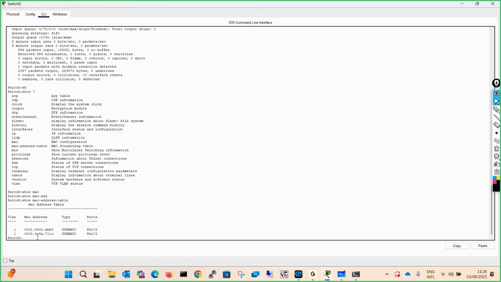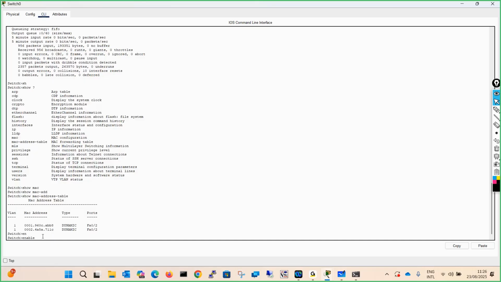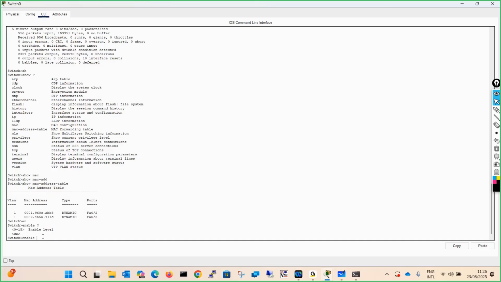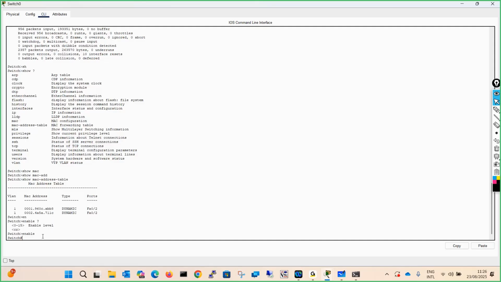Now, if you want to go to privilege mode, what you have to type is enable. Just type en and press tab, it will complete enable. If you type enable, there are levels. I will explain what these levels are in the coming time, but for now simply say enable and hit enter.